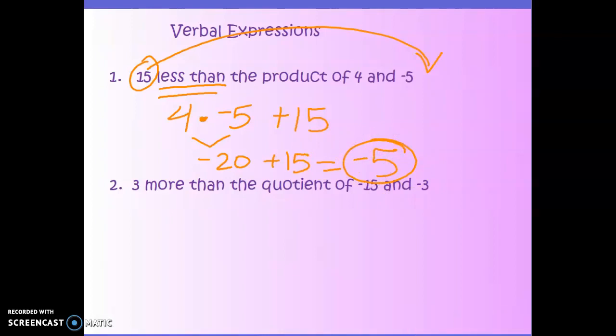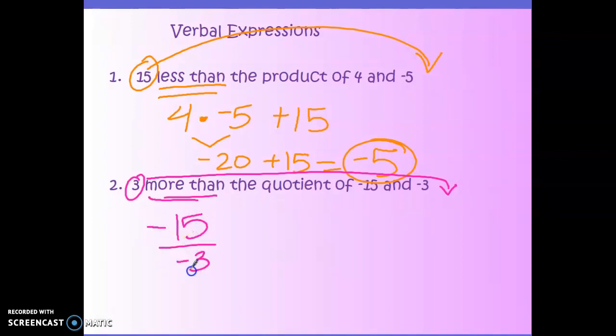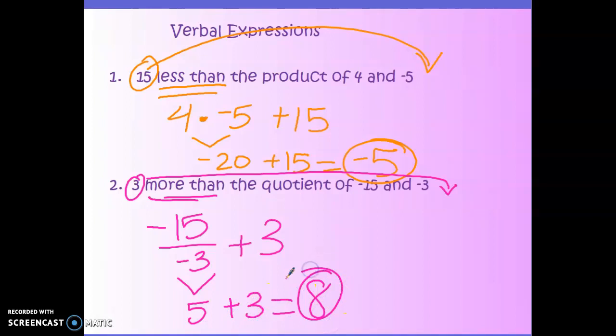Okay, here's our next one. We've got 3 more than. So this word more than still means we're going to take whatever comes before it and put it at the end. Okay, so the quotient of -15 and -3. So -15 divided by -3 plus 3 because we're increasing it or it's more than that. Okay, and then we're going to take and solve. -15 divided by -3 is +5 plus 3 is 8.